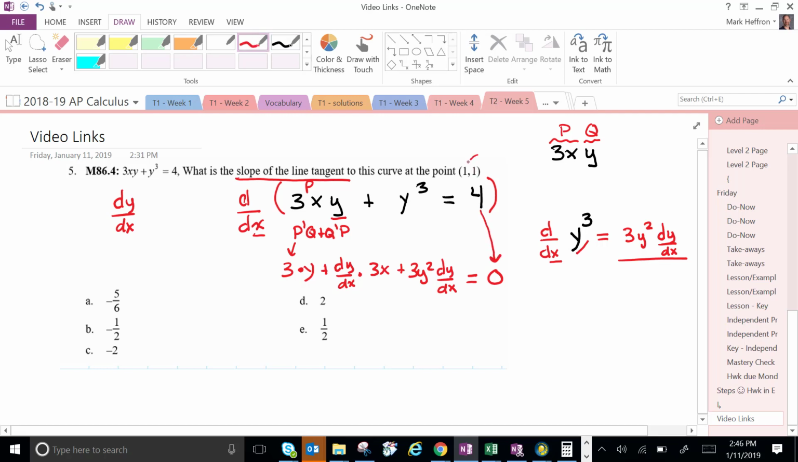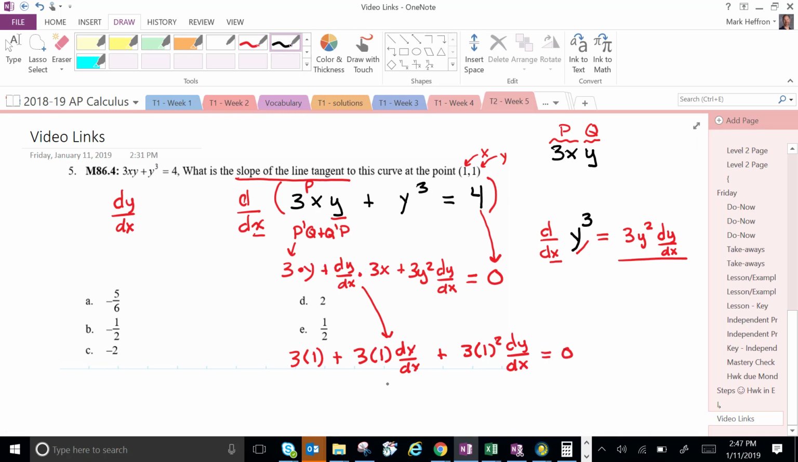In the problem, we were given an x of 1 and a y of 1, so we'll plug those in. This becomes 3 times 1 plus 3 times 1 times dy/dx, that's this term, plus 3 times 1 squared dy/dx, and all of this equals 0.